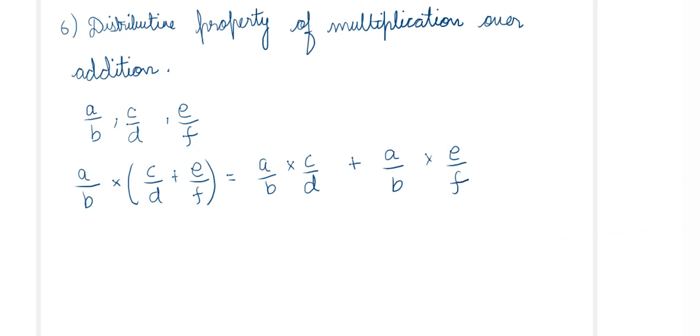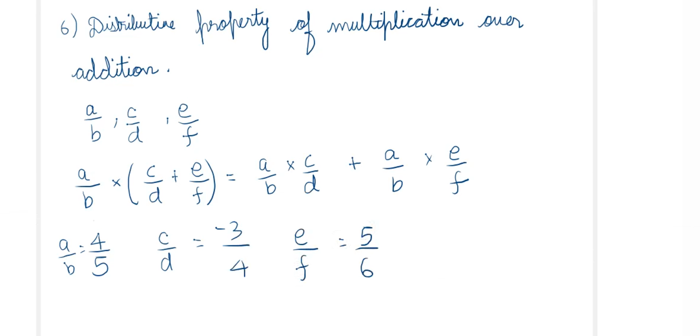I'm going to consider the example 4 by 5, that is going to be my a by b, and my c by d is going to be minus 3 by 4, and my e by f is going to be 5 by 6. So first I'll check the left hand side part and then I will check the right hand side part. Okay, so moving on to the LHS.